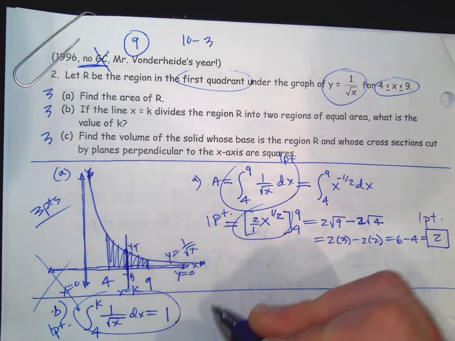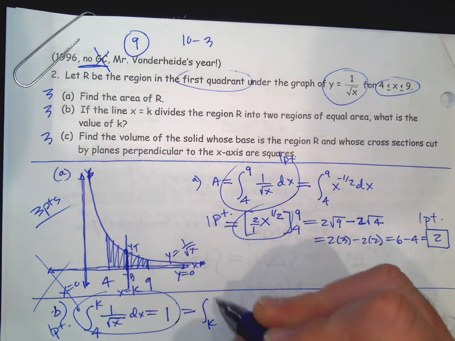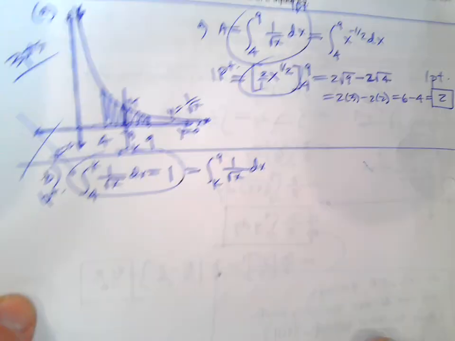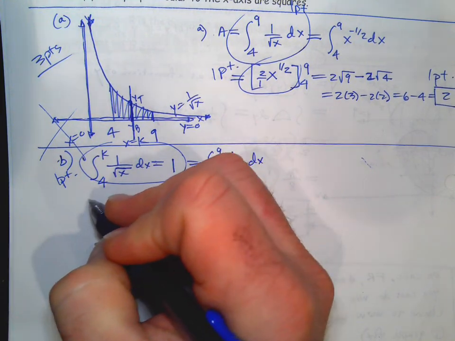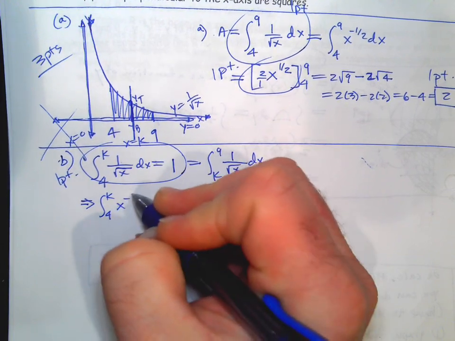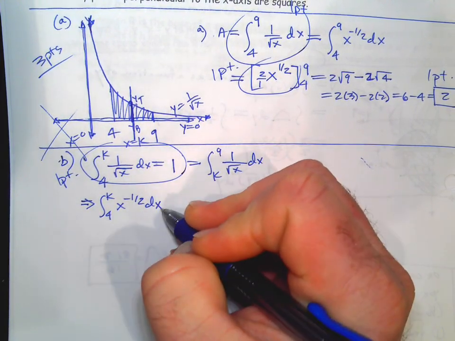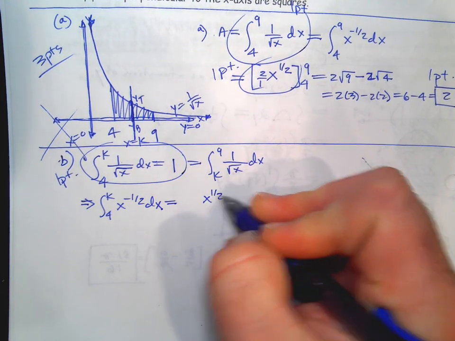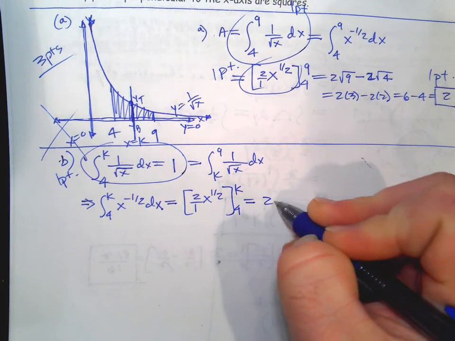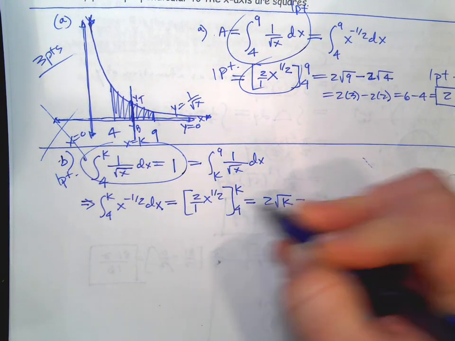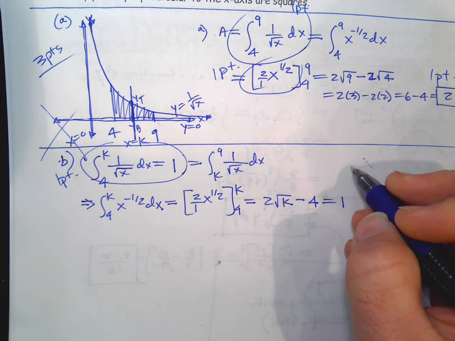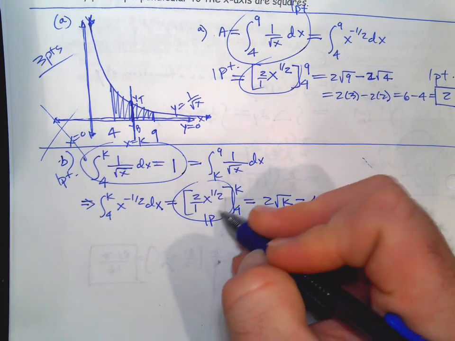Like I said, you could also instead do k to 9. That's up to you. We're going to actually do it. That's the setup. So I would rewrite it as x to the negative 1/2. And so then it'd be x to the positive 1/2 divided by the new exponent. Plug in k, 2 square root k minus 2 times the square root of 4, which is 2, is 4. And it should equal 1, right? So your antiderivative, that's another point.